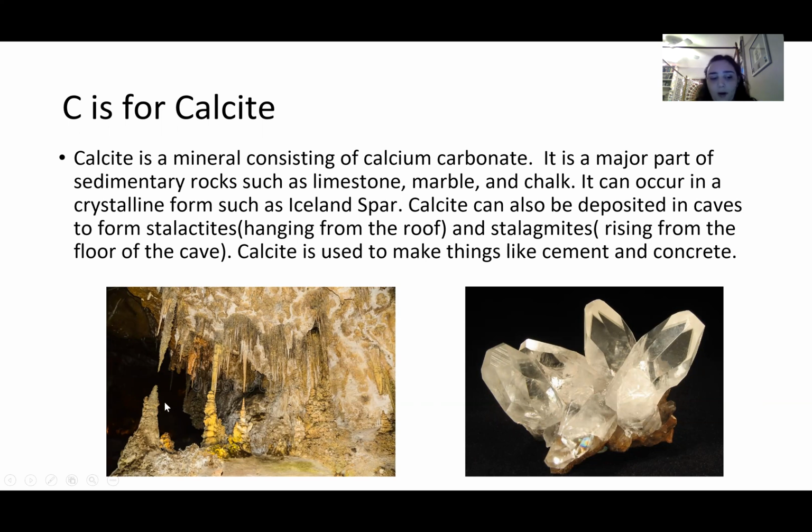So like I said before, this is actually calcite. I don't know if you would call these drips or crystals. I don't know. And they're actually rising through the floor and from the ceiling. So this is a stalagmite. And then these are stalactites hanging from the ceiling, and then rising from the floor. And then this is a crystallized calcite. I don't know if this is an Iceland spar. I couldn't figure out which one this one is, but I'm pretty sure.